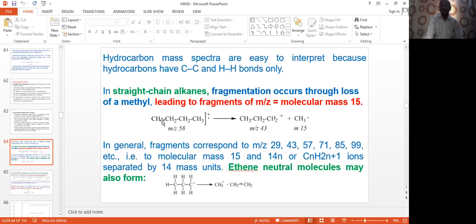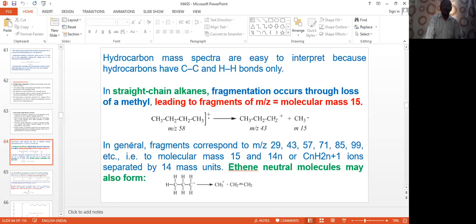Once it undergoes fragmentation, you have the peak at m/z value 43. So 58 and 43. That means there is a loss of 15 mass units, and that loss of 15 mass units is a CH3 methyl radical. So this is the M minus 15 peak, because there is a loss of 15 mass units.